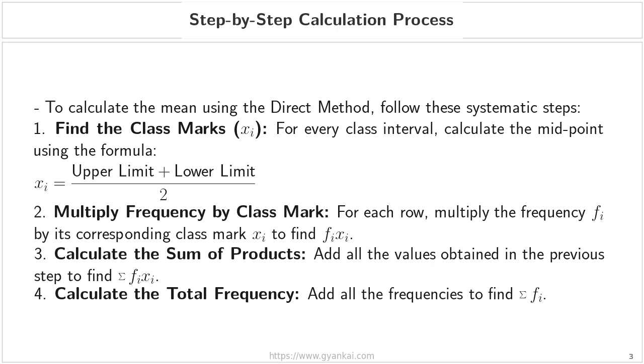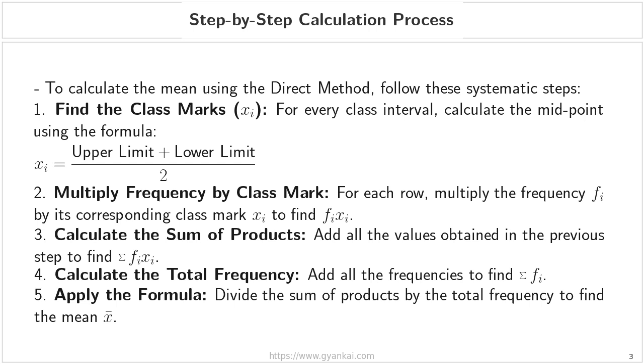Fourth, you must also find the total frequency. Simply add up all the frequencies in your frequency column to find the total number of observations, which we represent as the sum of f sub i. Finally, the 5th step is to apply the formula. You will take that sum of products we found in step 3 and divide it by the total frequency we found in step 4. This final division will give you x bar, which is our calculated arithmetic mean. In the next few slides, we are going to put this exact process into practice with a real-world example involving student weights, so keep these steps in mind.